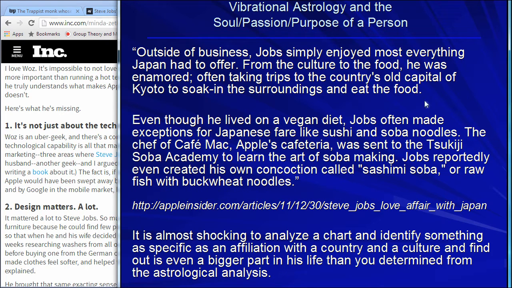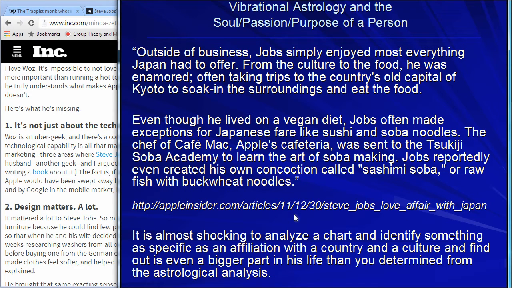Outside of business, Jobs simply enjoyed most everything Japan had to offer, from the culture to the food. He was enamored, often taking trips to the country's old capital of Kyoto to soak in the surroundings and eat the food. Even though he lived on a vegan diet, Jobs often made exceptions for Japanese fare like sushi and soba noodles. The chef of Cafe Mac, Apple's cafeteria, was sent to the Tsukiji Soba Academy to learn the art of soba making, etc.